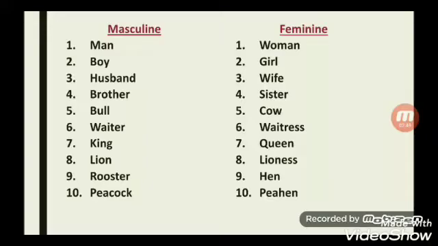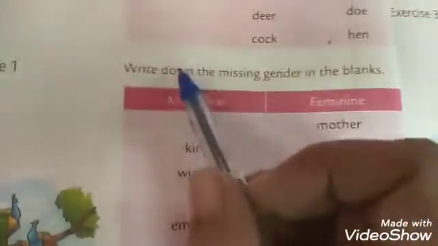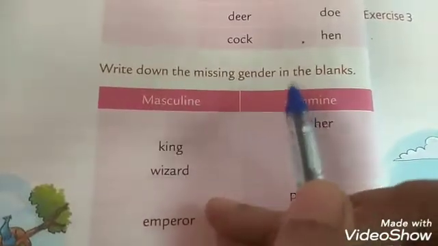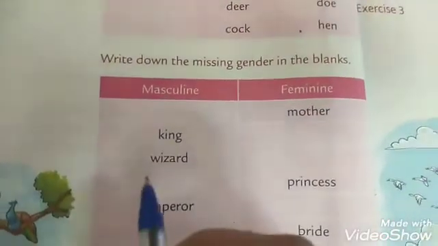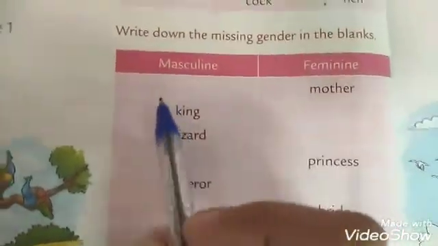Children, with this you all must be clear with masculine and feminine gender. Isn't it? Yes, I hope so. So now, let's begin with the first exercise of this lesson, which is on page number 30 of your textbook. Exercise number 1, page number 30. Write down the missing gender in the blanks. Okay, so here we have to write the gender which is missing in the table. So let us start with it.